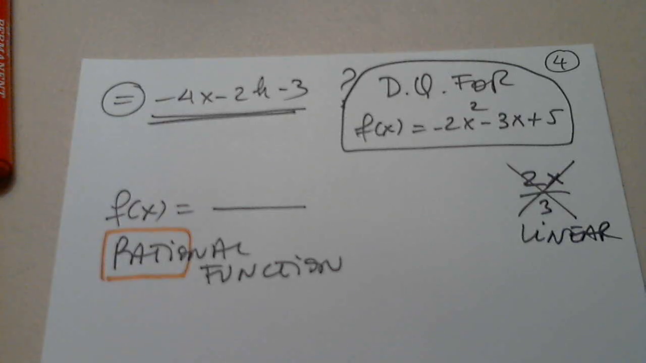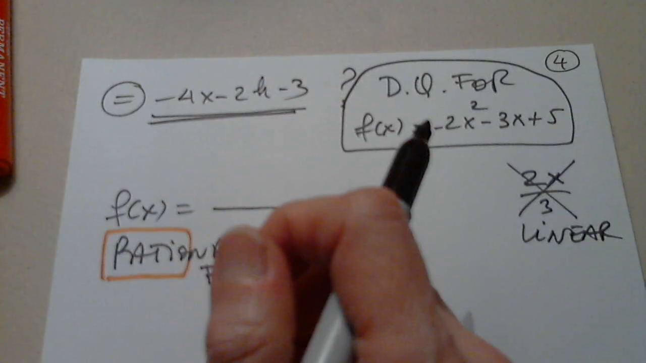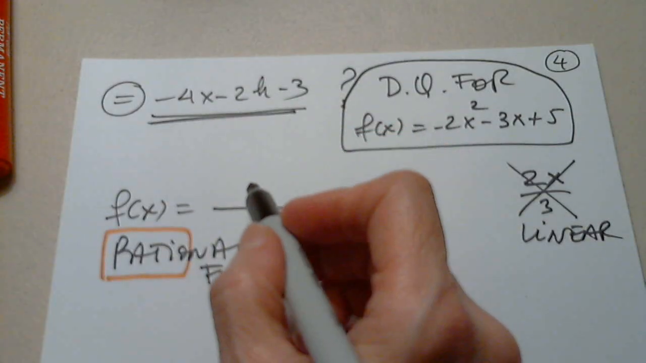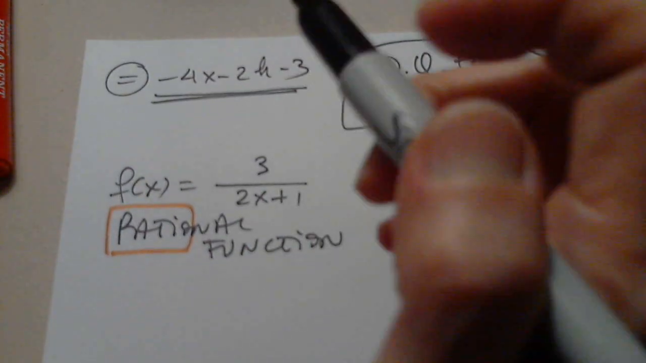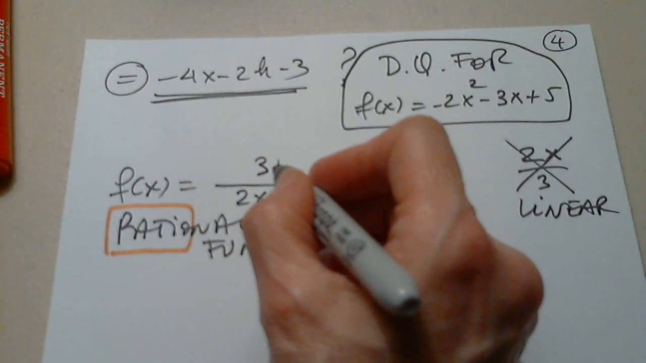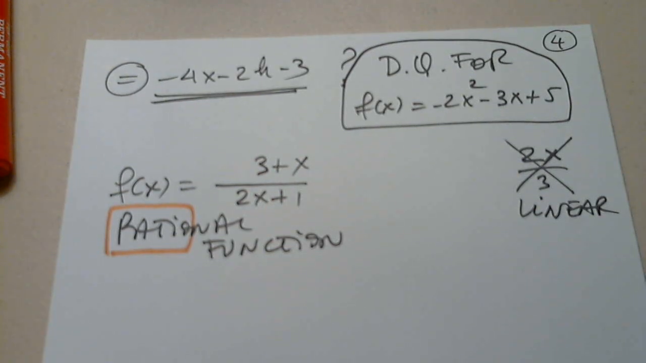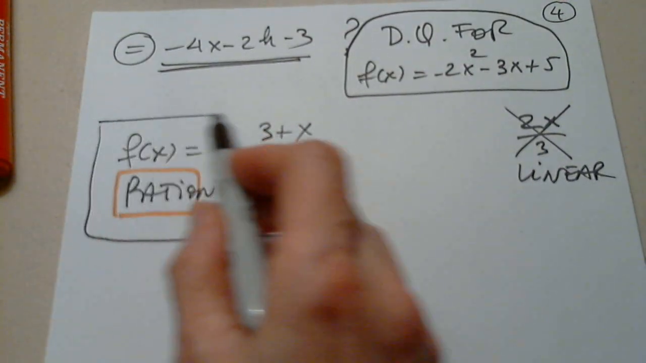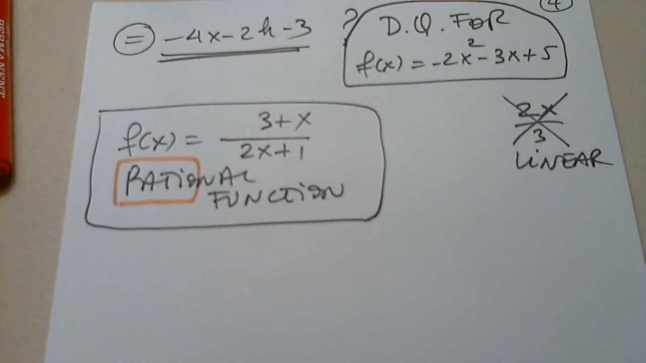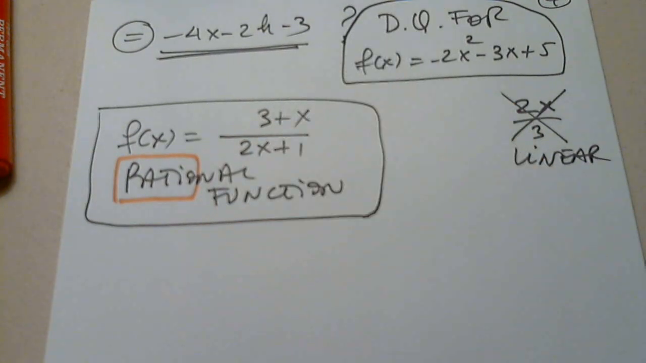So let's try again. An example, a simple example of a rational function. 3 over 2x. Good. 3 over 2x plus 1. I'm going to make it slightly more involved. Okay, so this is the function. The question is the same. Find the difference quotient and simplify it for something like this.